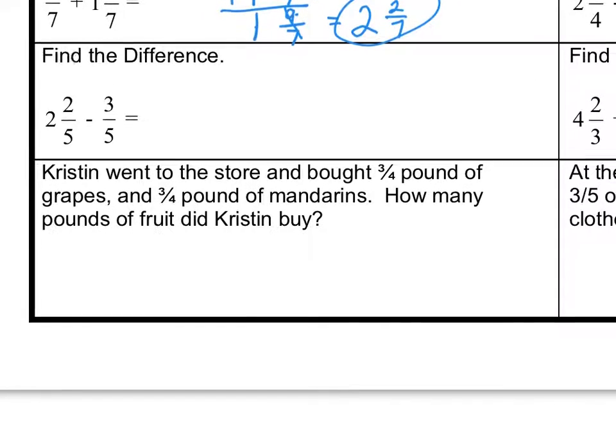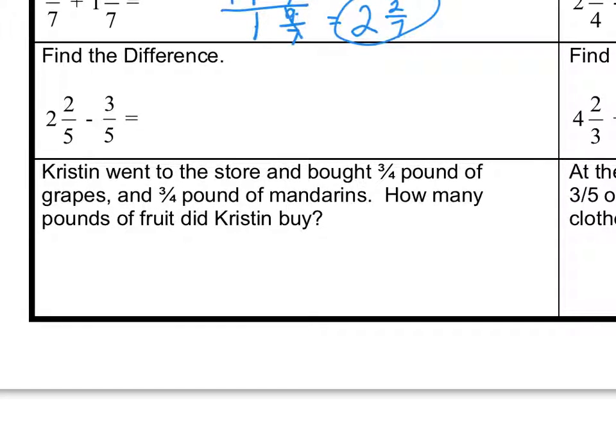Okay, now let's work on finding the difference. We're going to set this up vertically as well. 2 and 2/5 minus 3/5. Look, we have a column for our fractions, a column for our whole numbers, but the 3/5 does not have a whole, so you are imagining the 0, okay? All right, now we've got 2/5 minus 3/5. Uh-oh. This is like a problem that would say 2 minus 3. Well, you can't do that.